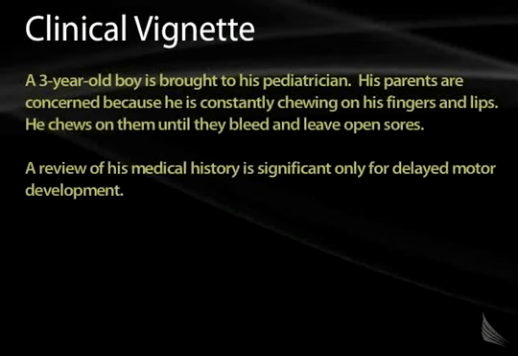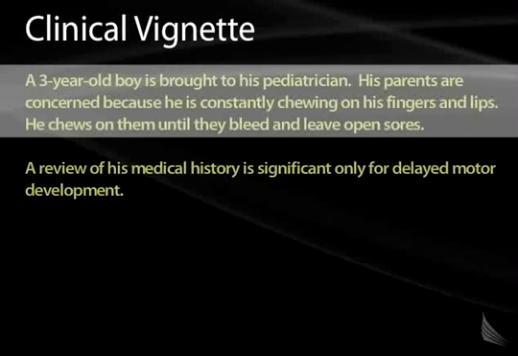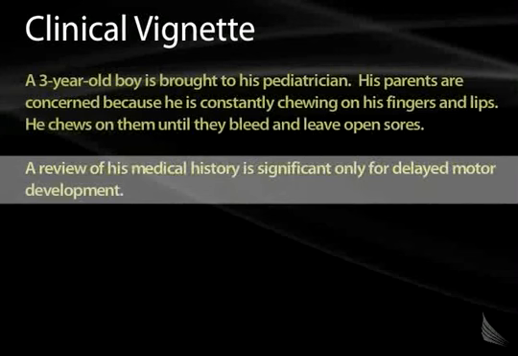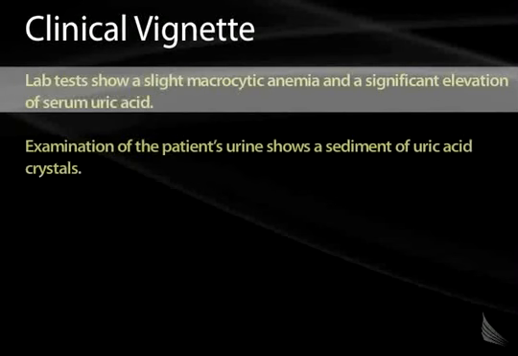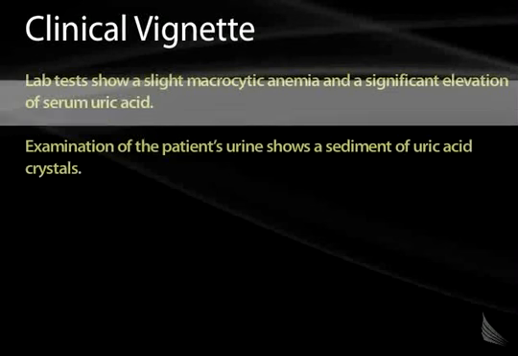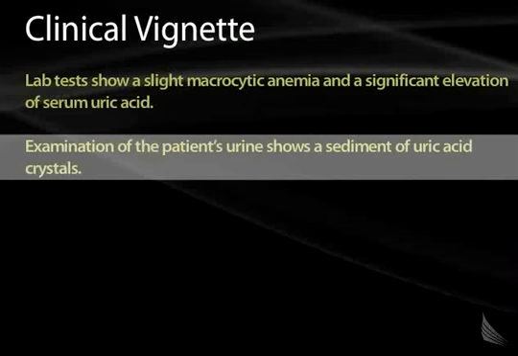Now, another defect in this pathway is illustrated by this clinical vignette. A 3-year-old boy is brought to his pediatrician. His parents are concerned because he's constantly chewing on his fingers and lips. He chews on them until they bleed and leaves open sores. A review of his medical history is significant only for a little bit of delayed motor development. He has a slight macrocytic anemia, and he has a significant elevation of serum uric acid. If you examine this patient's urine, you see a sediment of uric acid crystals.